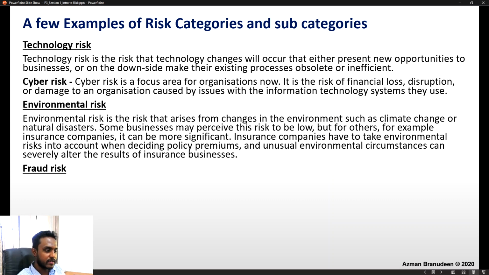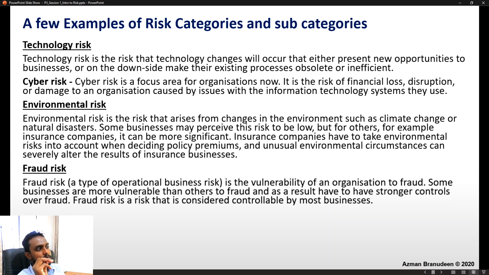Then you have fraud risk. Fraud risk, which is a type of subclass of operational business risk, is the vulnerability of an organization to fraud. So we have a separate segment also dedicated to this aspect of risk. Some businesses are more vulnerable than others to fraud, and as a result have to have stronger controls over fraud. Fraud risk is a risk that is considered controllable by most businesses.